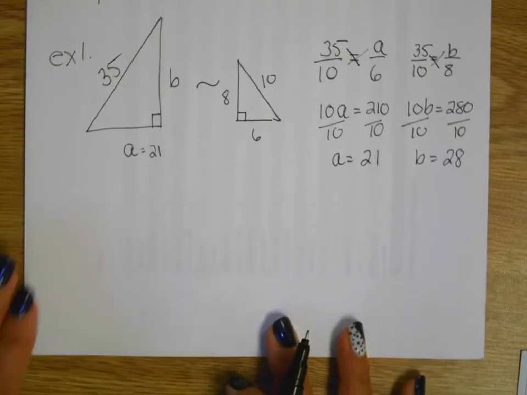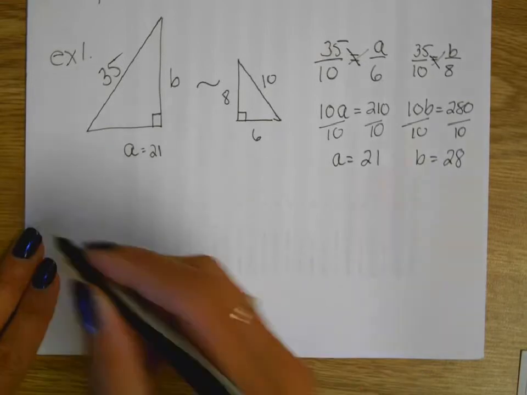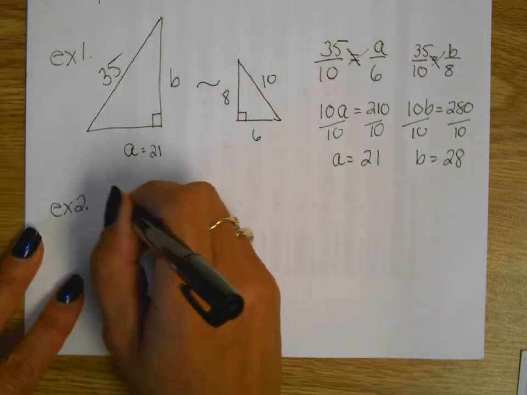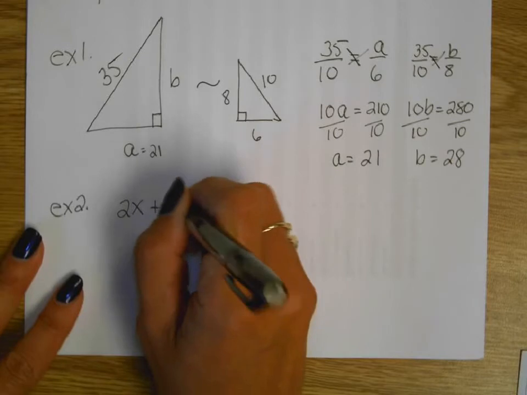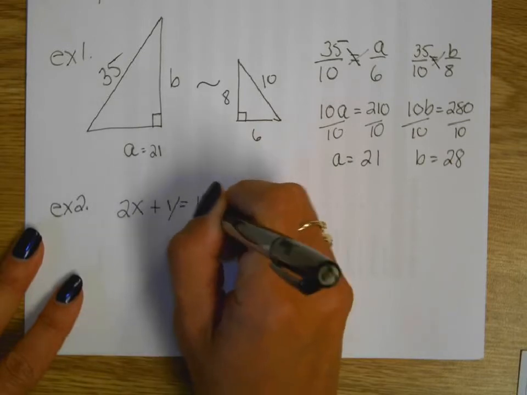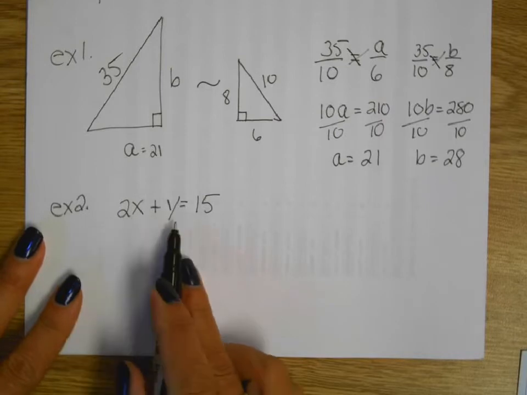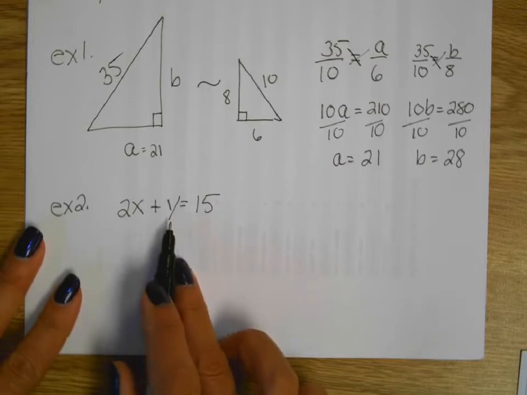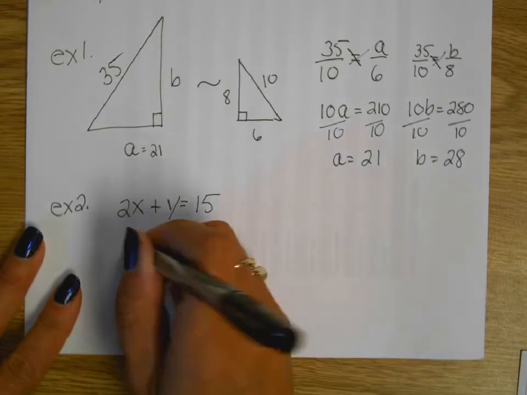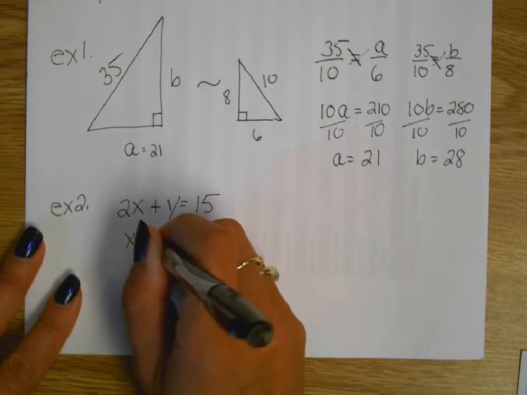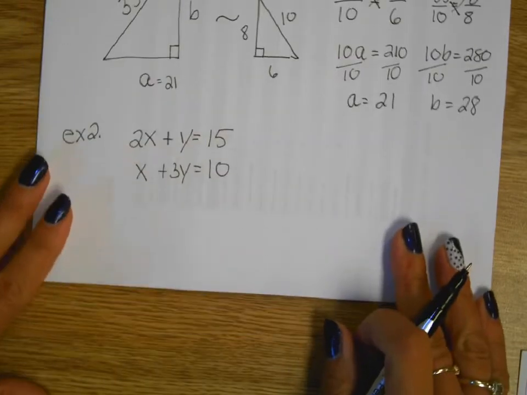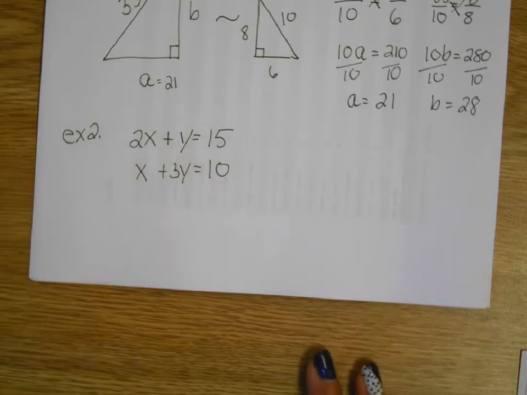Okay, and then the last one I want to do is solving a system of equations, just because it's going to come up when you set up an equation. Do you remember how to solve a system of equations? Say you had 2x plus y equals 15. So if you have two unknowns, I have an x that I don't know and I have a y that I don't know, you have to have two equations. It's impossible to solve and figure out what x equals or y equals by itself. So you've got to have a second equation. I'm going to say x plus 3y equals 10.